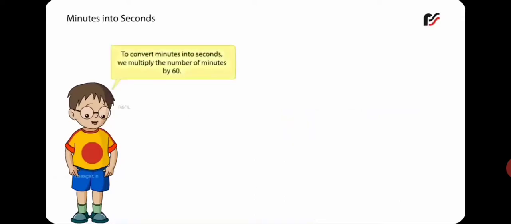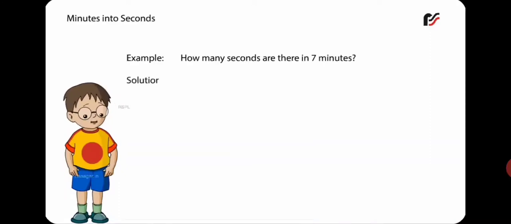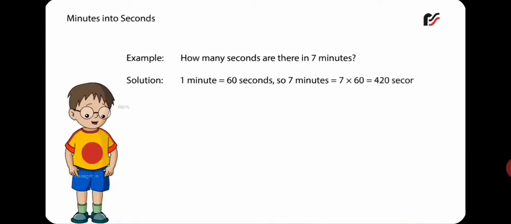Now, children, minutes into seconds. To convert minutes into seconds, we multiply the number of minutes by 60. Example 1. How many seconds are there in 7 minutes? Solution. 1 minute equal to 60 seconds. So 7 minutes equal to 7 into 60, which is equal to 420 seconds.